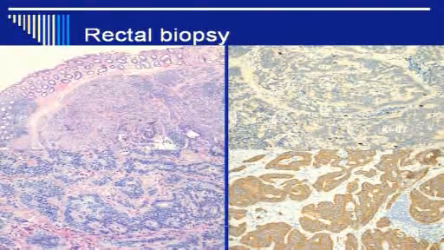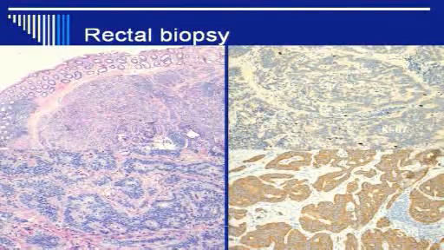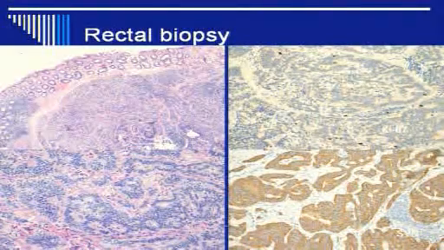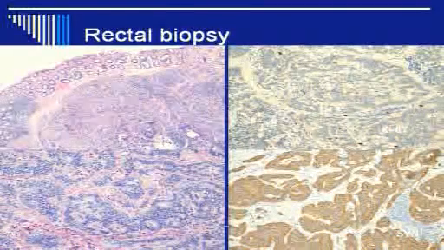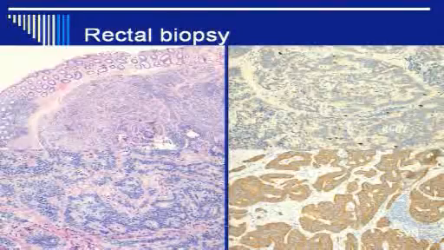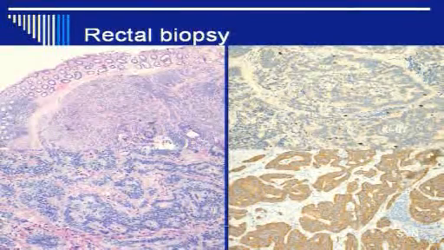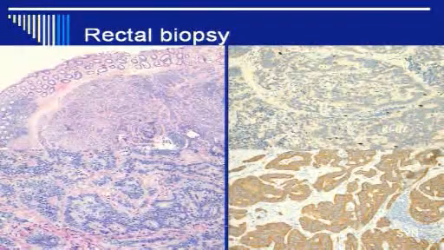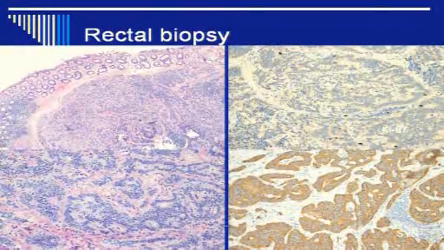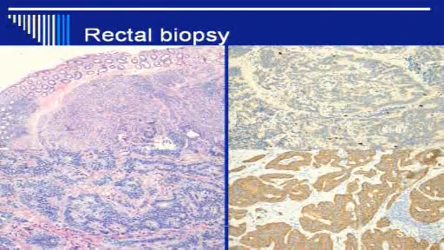And this is synaptophysin. This is a neuroendocrine marker that Dr. Rivera just mentioned that stains the cytoplasm. And so you see the brown staining in the cytoplasm, and that is strongly positive. So this was an example of a rectal biopsy which had a well-differentiated neuroendocrine tumor. There was no discernible mitosis really, so we couldn't find any. And the Ki67 was low, less than 2%.